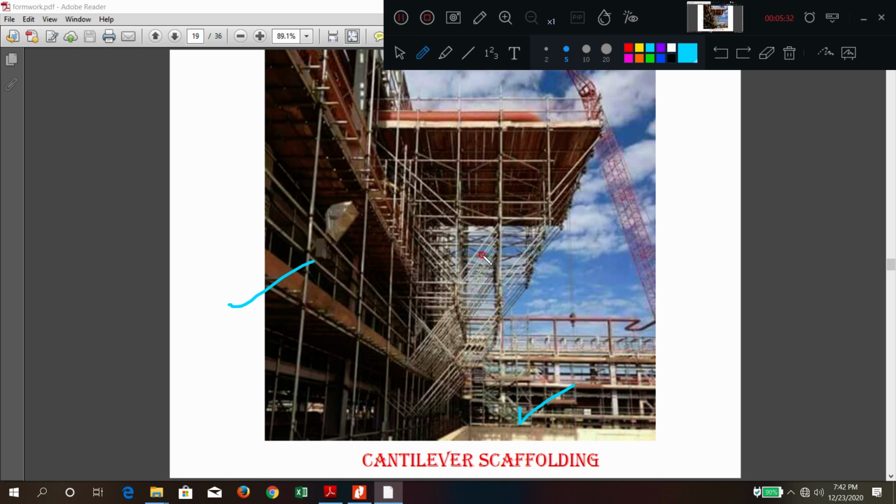This is the site diagram, site photograph of needle beam scaffolding. Here you can see the inclined struts and the needles. This is the working platform. A needle beam scaffolding is also called cantilever scaffolding.